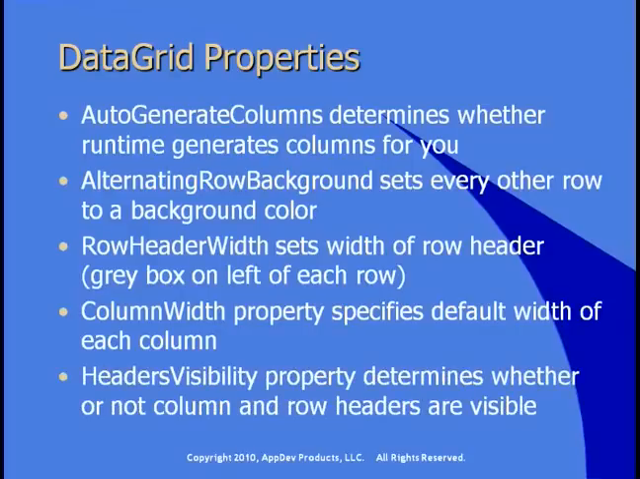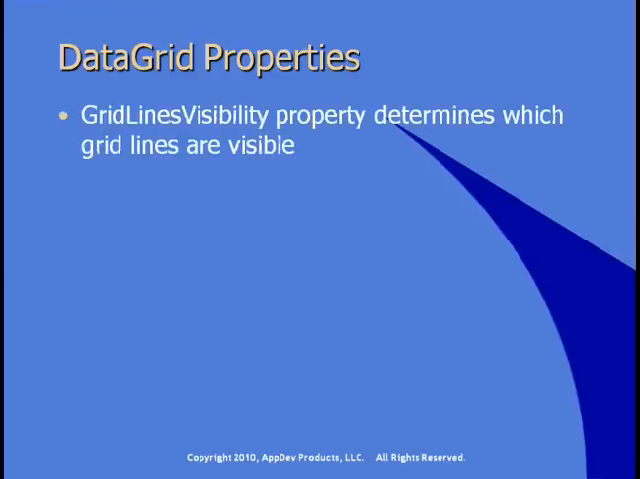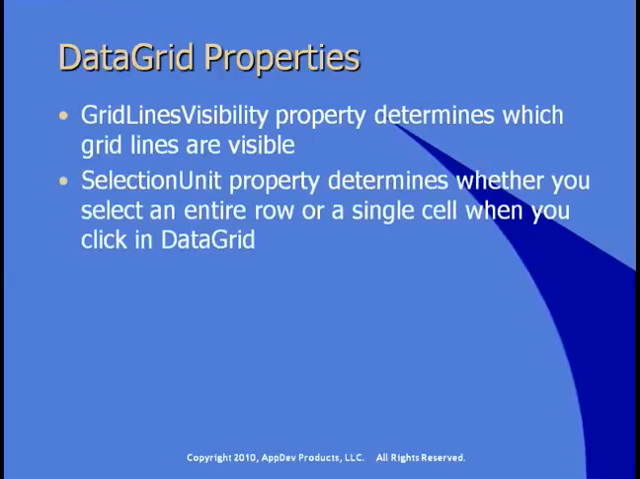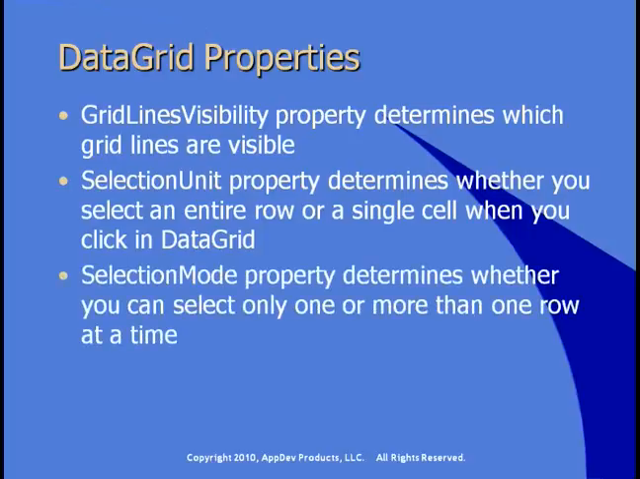And you can determine whether or not column and row headers are visible by using the headers visibility property. You can control whether or not horizontal and vertical grid lines display by using the grid lines visibility property. And you can control whether or not you select the entire row or just a single cell when you click somewhere in the data grid, and you can do that by using the selection unit property. And the selection mode property can be used to determine whether or not you select only one row at a time or more than one row.